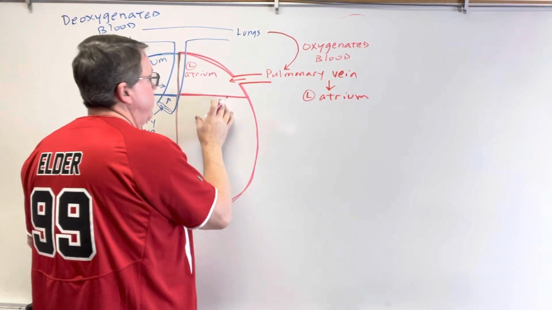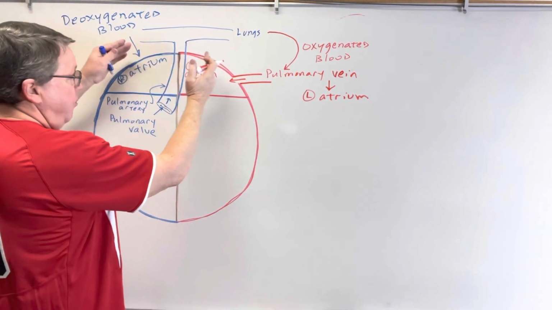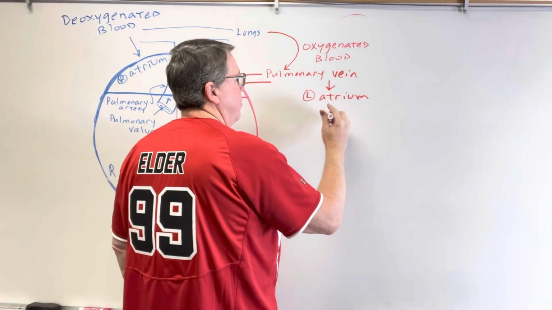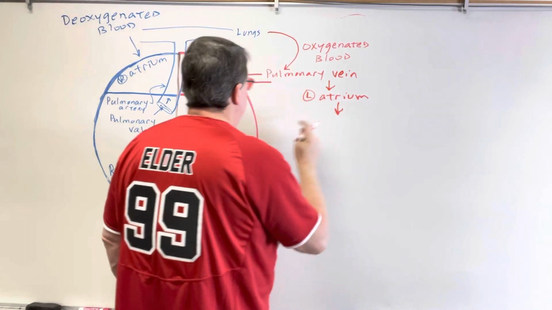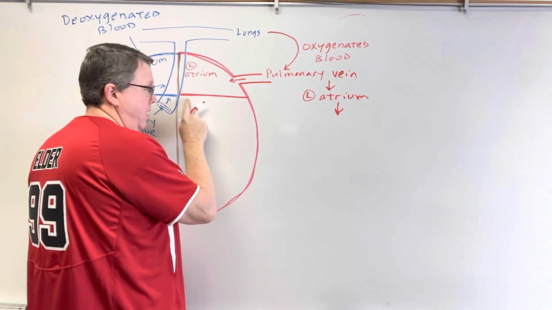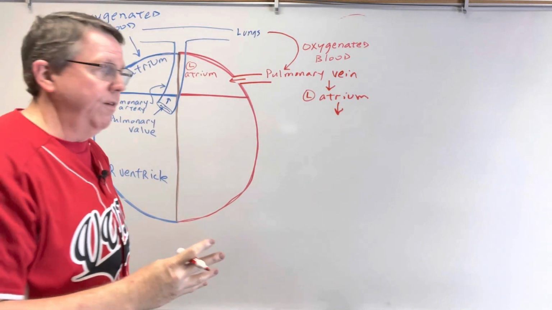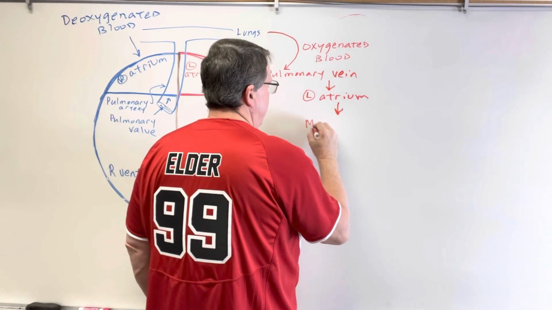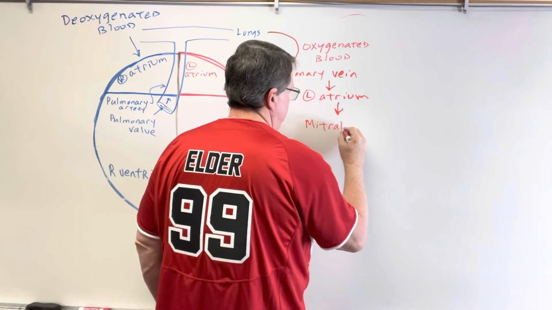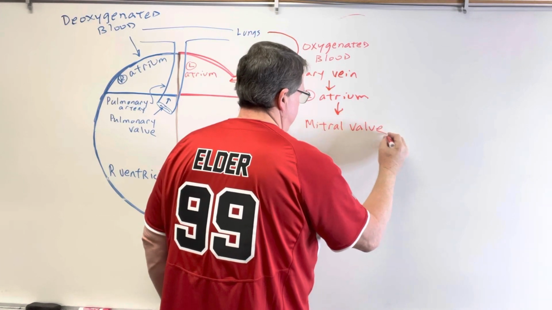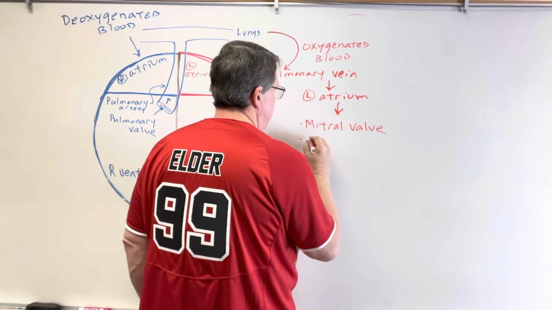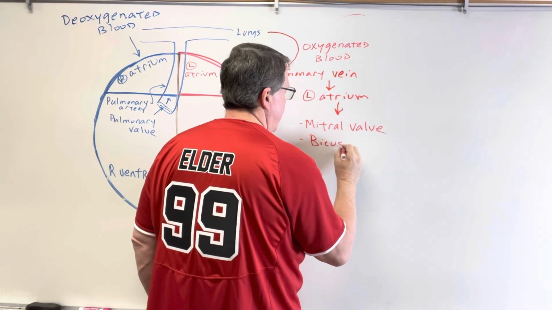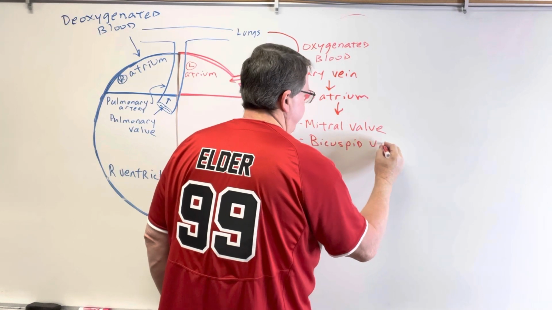And then when this beats, remember the top part is going to beat at the same time. The blood is going to go past the left atrium and past this valve right here. This valve actually has 4 different names. It's known as the mitral valve. It's also known as the bicuspid valve, because instead of having 3 cusps, it only has 2.